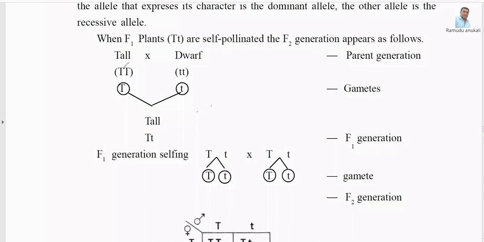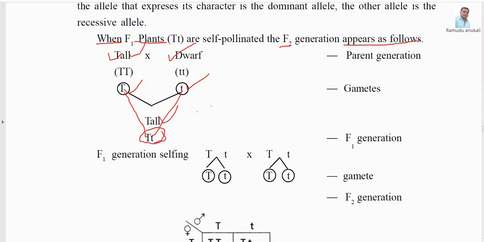So when F1 plants, that is capital T and small t, are self-pollinated, the F2 generation appears as follows. The parents are the tall parent and the dwarf parent, and their alleles are capital T and small t. Here one gamete is a female gamete, the other is a male gamete. When we cross, there will be a capital T and a small t. The progeny is the tall.